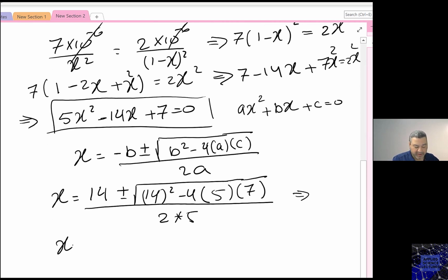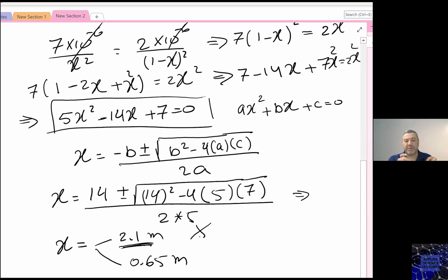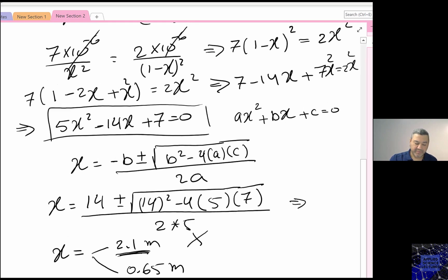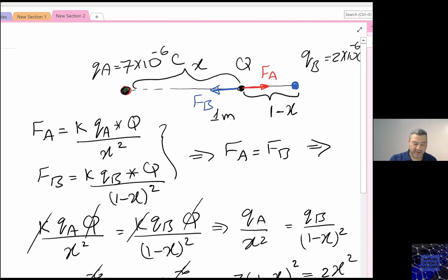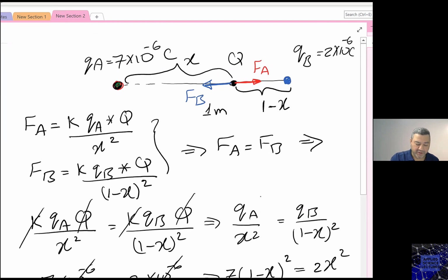So the answer is X equals 2.1 meter or 0.65 meter. So this answer falls outside, which is basically a trivial solution. Why? It has to be in between. If you want the forces to be opposing each other, we said it has to be in between.